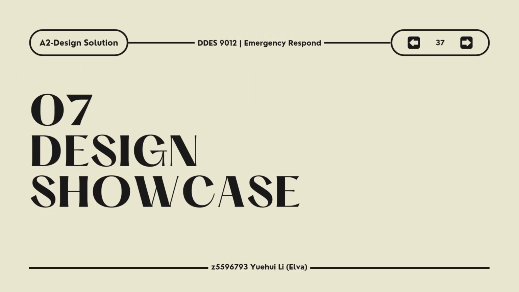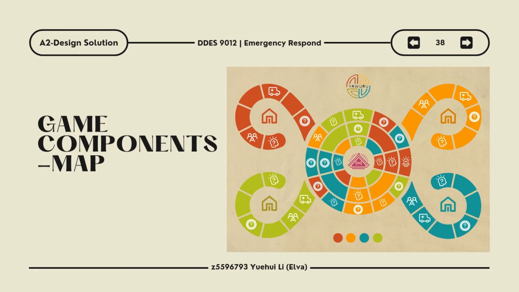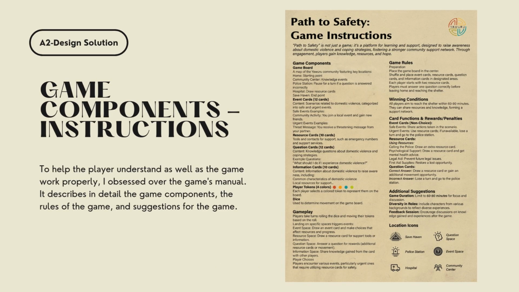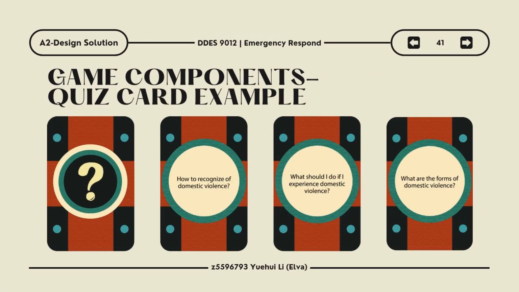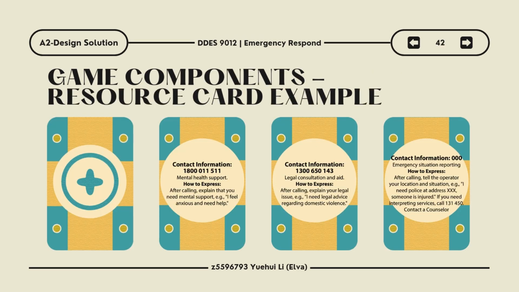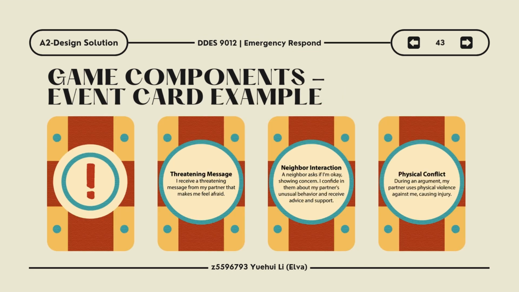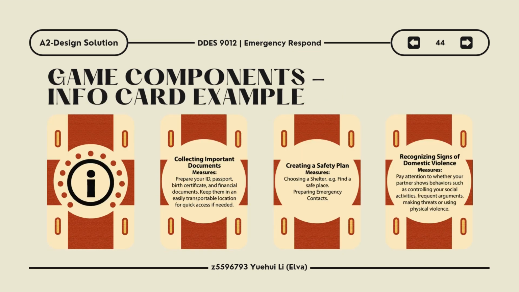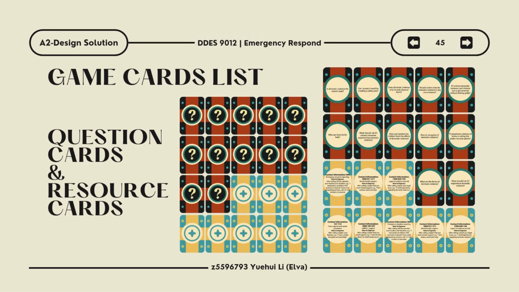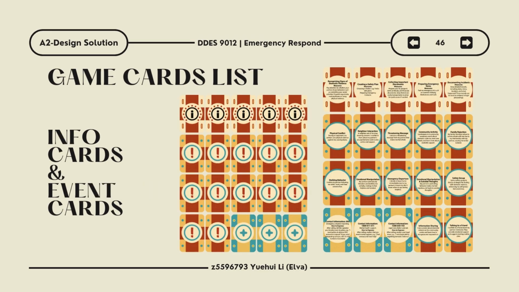Next is my design showcase. First is the game map. I use community logo colors to increase cultural identity. And I also designed the game manual, ensuring it clearly explains the component rules and the tips for playing. These are my high-fidelity design mockups. The cards contain information about domestic violence, helping local residents understand the issue and learn about methods to address and prevent it. At the same time, I use community logo colors to increase cultural identity.